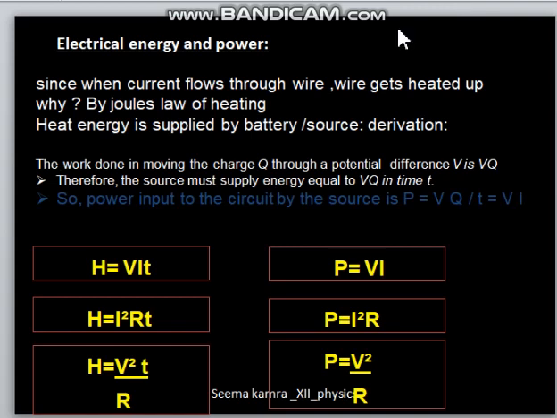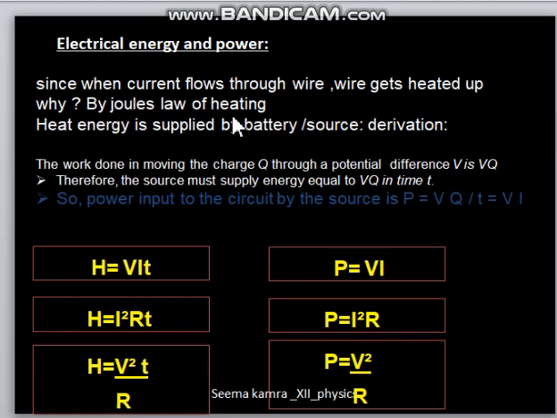In this sheet, we are going to understand the topic of electrical energy and power. Now students, you must have heard that whenever the current flows through the wire, then the wire gets heated up. Okay? Why does it get heated up? Because of Joule's law of heating. This you have already studied. That means heat energy is produced in the wire, so the wire gets heated up.